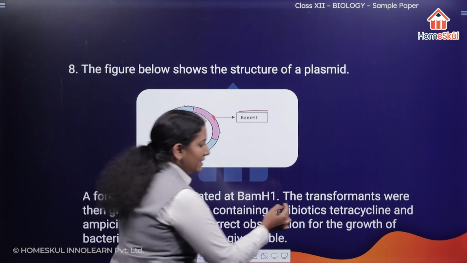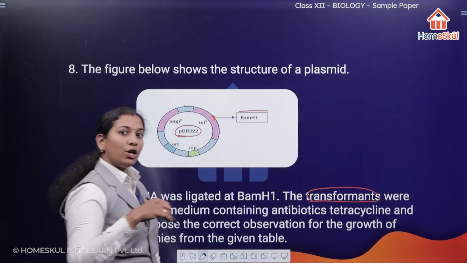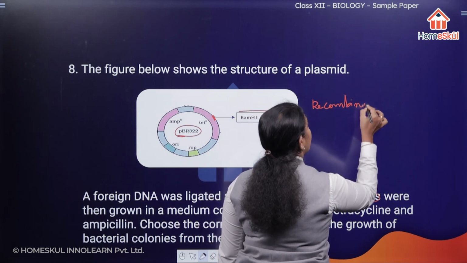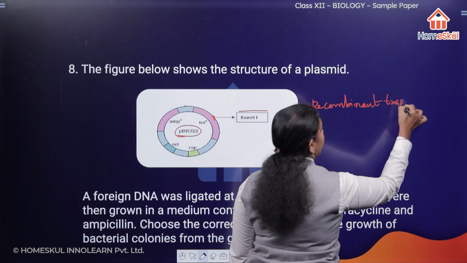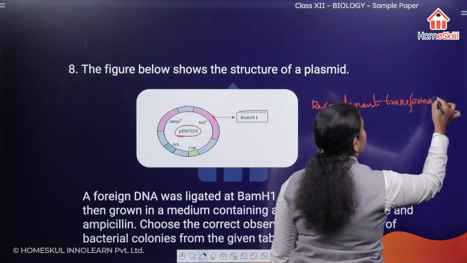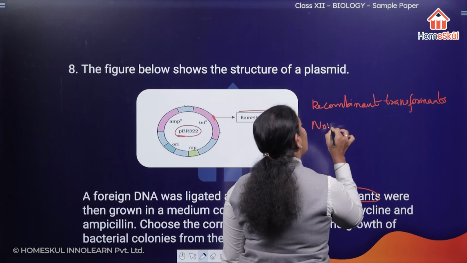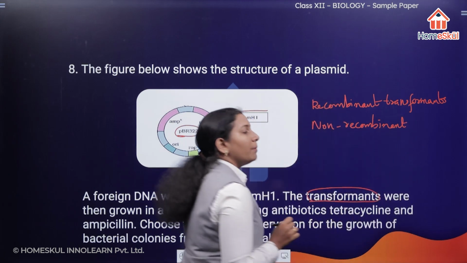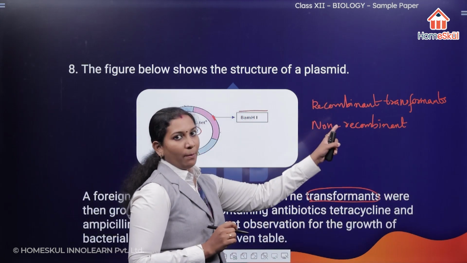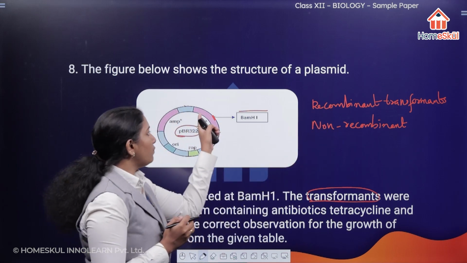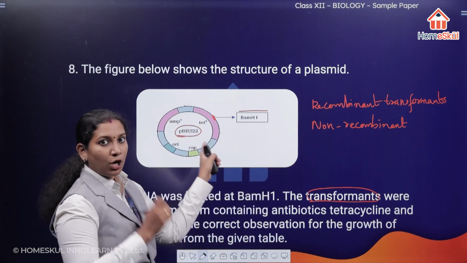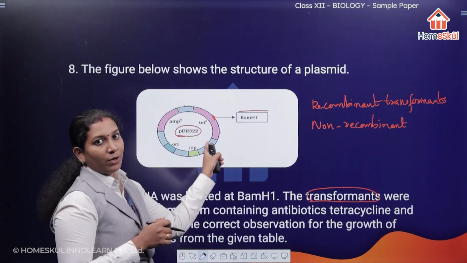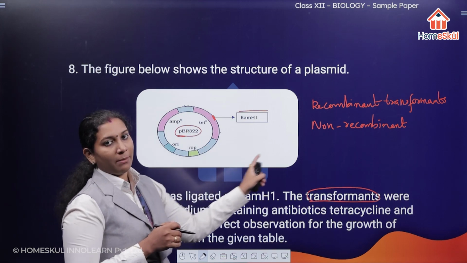Okay, so transformants are of two kinds: recombinant transformants and non-recombinant ones. A recombinant transformant is a bacterial cell which has this foreign gene inserted in it, and a non-recombinant transformant is a bacterial cell which does not have this foreign gene ligated in it.